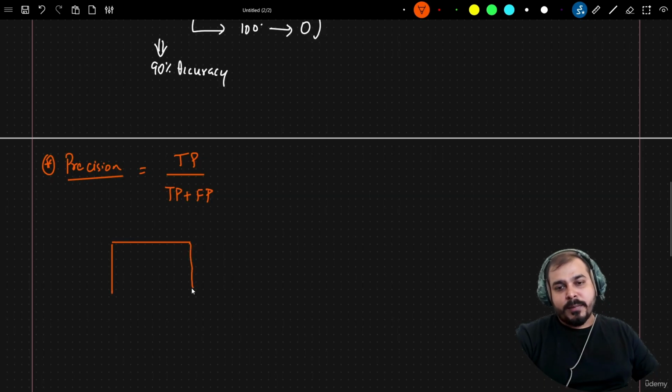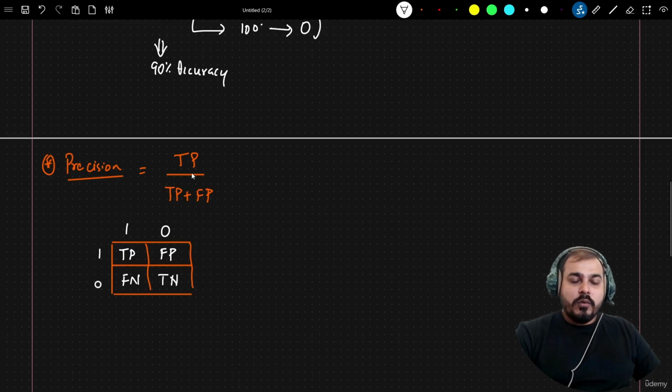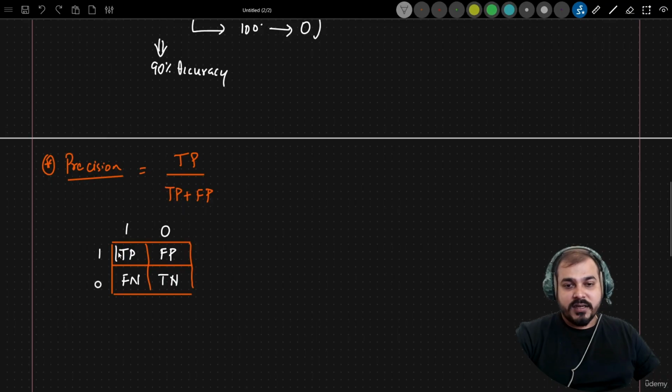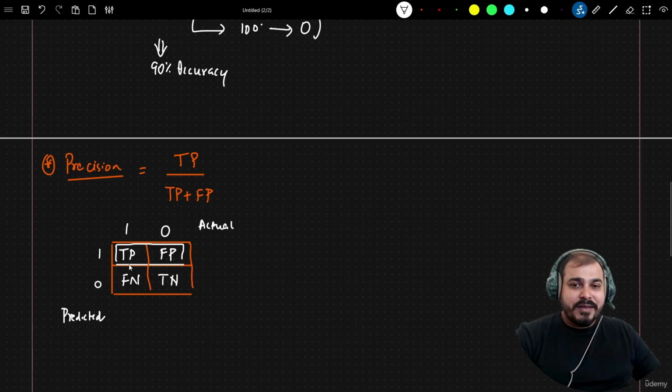So I'm just going to draw the confusion matrix again. Let's say these are the ones and zeros of the actual point and these are the ones and zeros of the predicted point. So this is my true positive, this is my false positive, this is my false negative, this is my true negative. Now, when I say true positive and false positive, we are basically focusing on these two. So what does this particular formula say? We know that this is the predicted and this is my actual result. With respect to this, I can say one very important statement from this formula.